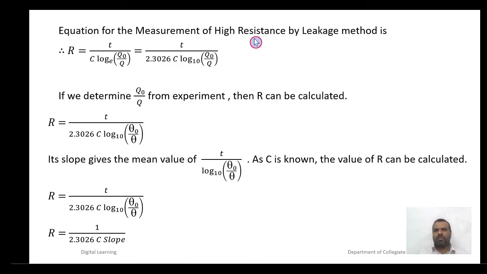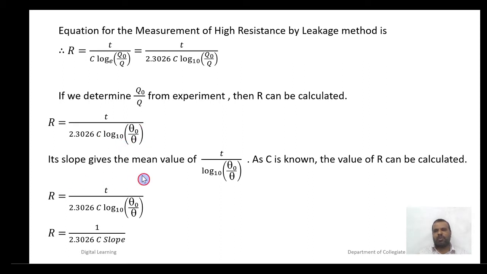Equation for the measurement of high resistance by leakage method is R = t/(C loge(Q₀/Q)), that is equal to t/(2.3026 C log10(Q₀/Q)). If we determine Q₀/Q from experiment, then R can be calculated as R = t/(2.3026 C log10(θ₀/θ)).